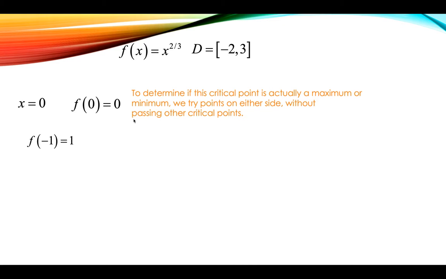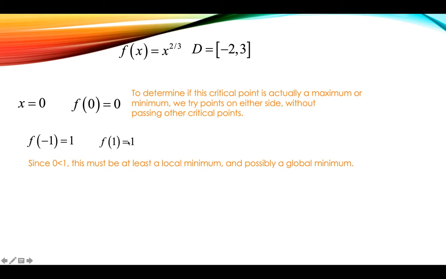In order to determine whether it is a maximum or a minimum, we need to check values from both sides of it that don't go all the way to our next critical point. So we're going to try f of -1, and that equals 1, and f of 1 also equals 1. So 0 is less than 1. So it must be a local minimum and possibly a global minimum. We won't know if it's the global minimum until we check the function value at both endpoints.